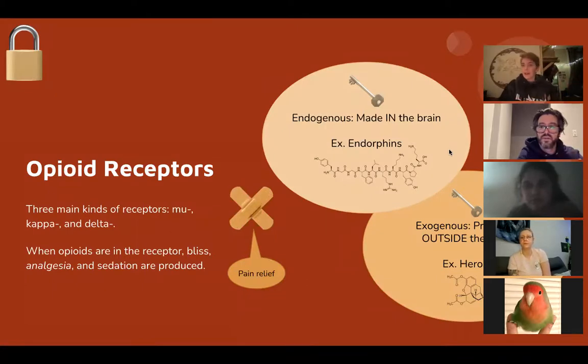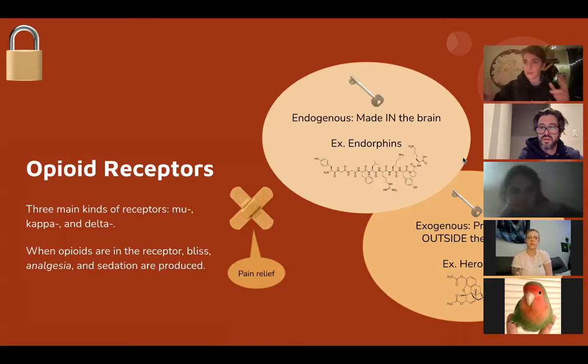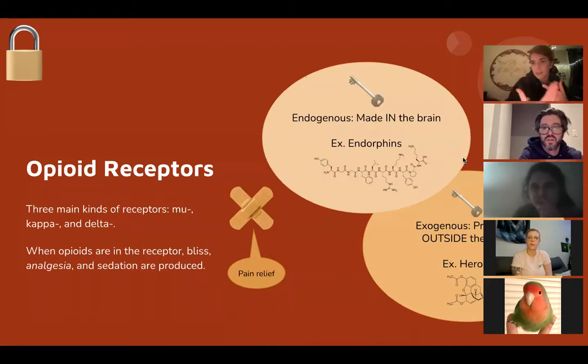So this is sedation, right? It's analgesia, it's pain relief, right? Now, I want to go into these two terms, endogenous and exogenous. If something is an endogenous chemical, it's made inside of your body already. If it's exogenous, it's made outside of your body. An example of an endogenous opioid would be an endorphin. An exogenous opioid would be heroin. If you introduce an exogenous chemical into your body, it will interface with your existing endogenous system. Endo, inside; exo, outside.